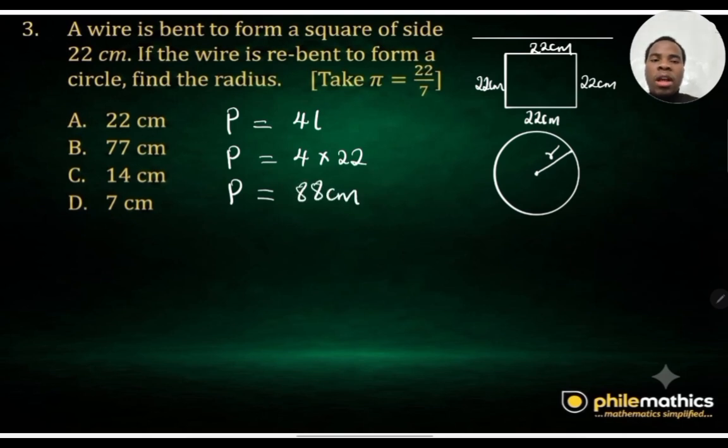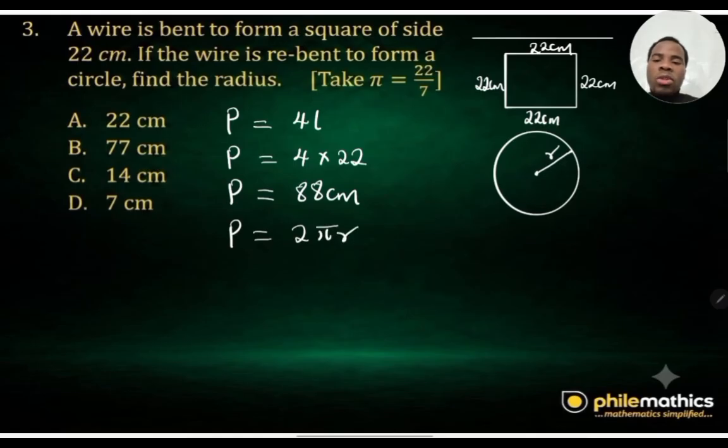So this is the perimeter of the circle because it is the same length that was used to form the square that's also used to form the circle. Now, what's the perimeter of a circle? It's given as 2 pi r.